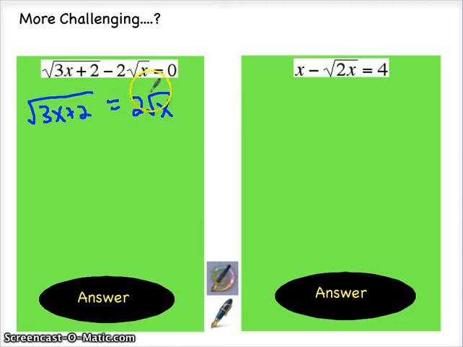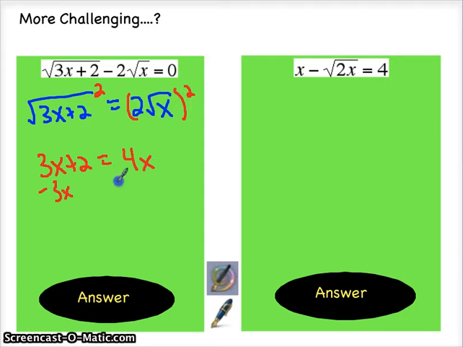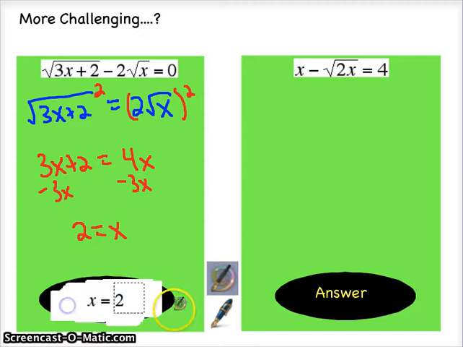A perfect time, again, to square both sides of my equation and get 3x plus 2 equals 2 squared is 4, square root of x squared is just x. Subtract my 3x here, and 2 will be equal to x, which should give us a pretty good answer. Checking the answer key there, looks like it does work.